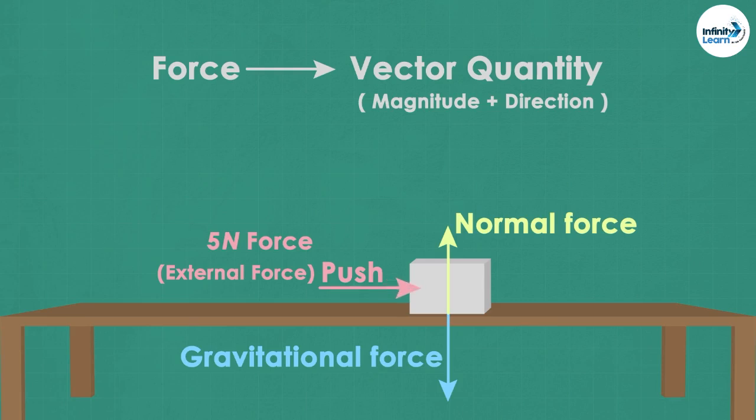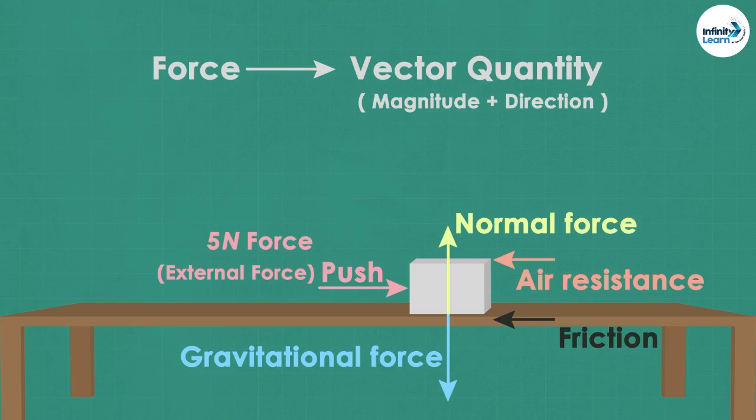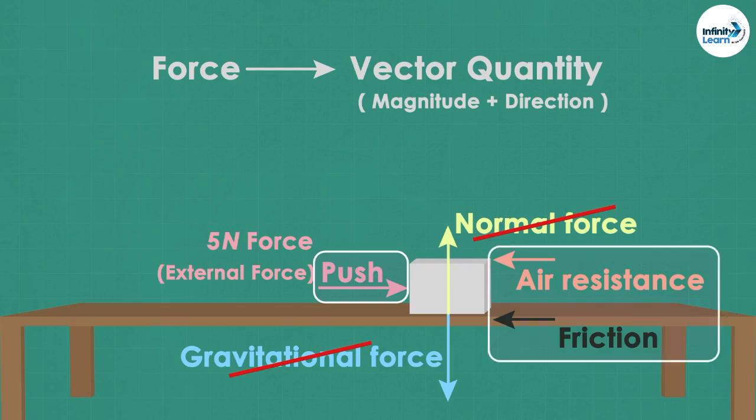There was this force which we applied. Then there were forces of air resistance and friction towards the left. Then why did the object still move towards the right? The upward and downward forces cancel each other, so the question of the object moving upwards or downwards will not arise. So it moves to the right because the force of 5 newtons is more than the sum of these two forces which were acting towards the left.